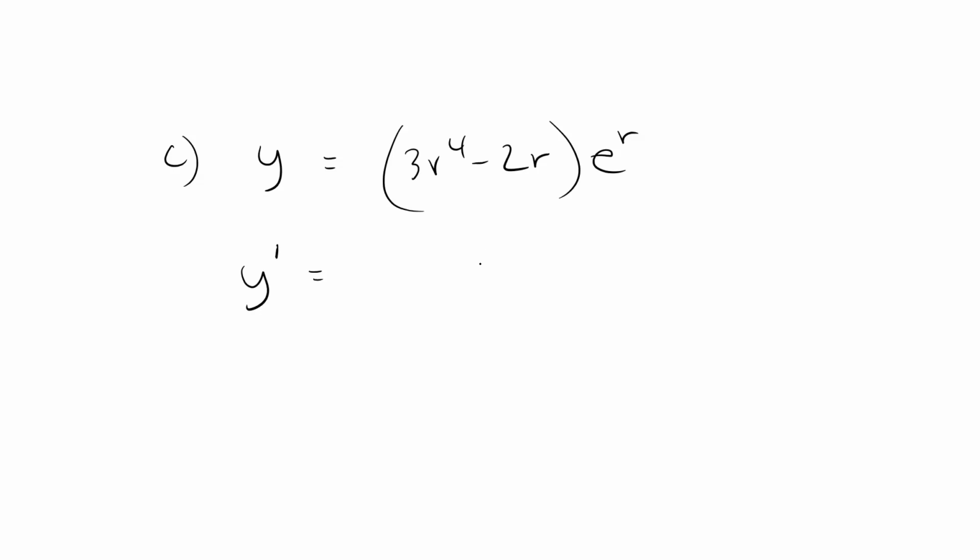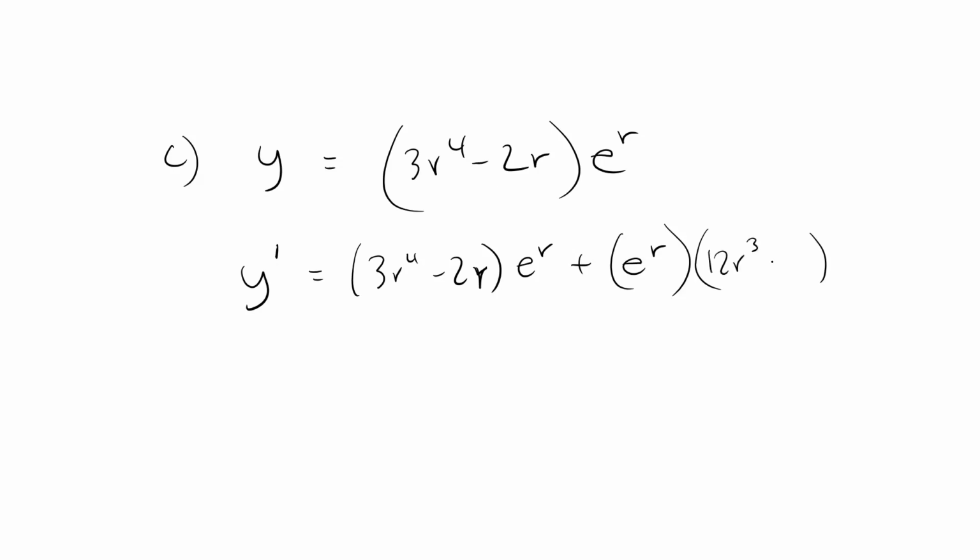Okay, let's see. Notice there are no x's, there are r's everywhere, so I assume r is my variable now. The derivative is the first function exactly the same, no change whatsoever, multiplied by the derivative of my second function, e to the r, still e to the r, plus my second function multiplied by the derivative of my first function here. So in this case, it's 3 times 4 is 12. So 12r to the third minus 2.